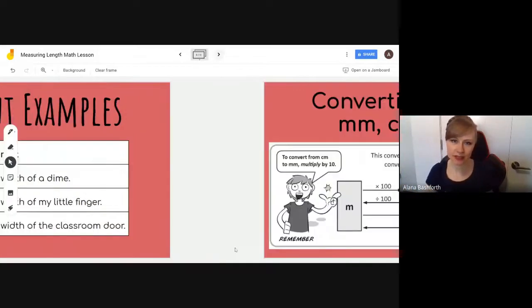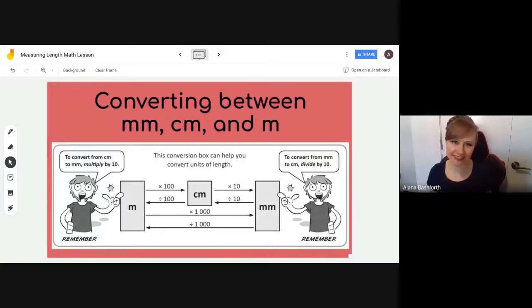And so the last thing that you need to know is converting between millimeters, centimeters, and meters. And you saw this in the decimals unit that we did, and you definitely practiced it. So this is going to be more of a review. But here's a little chart that I've included for you on each page that you do this.